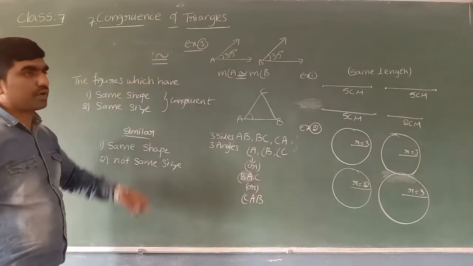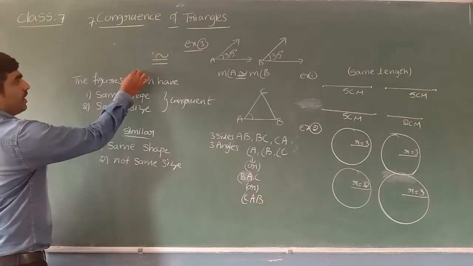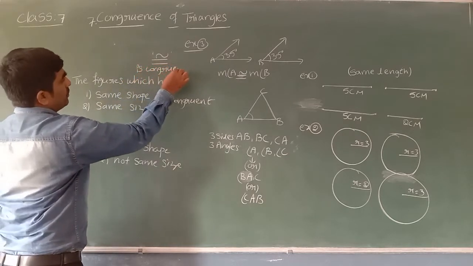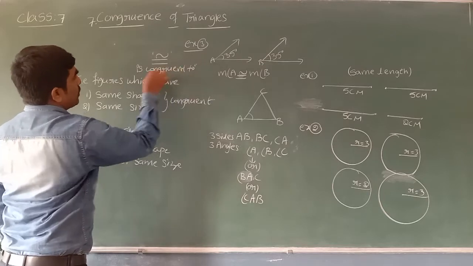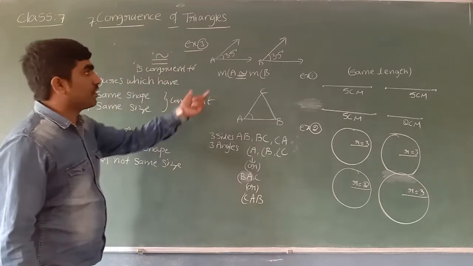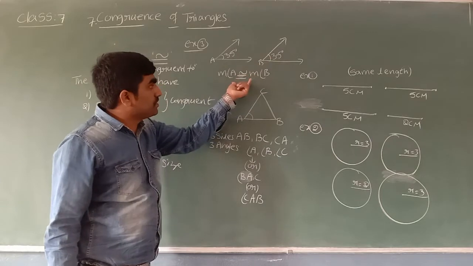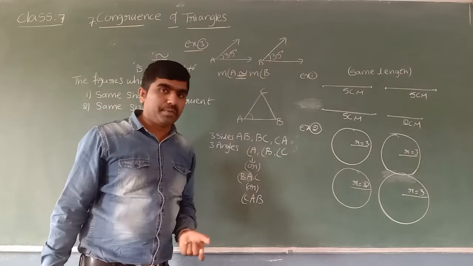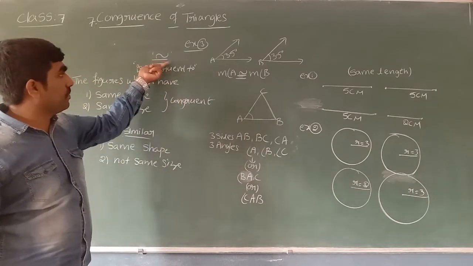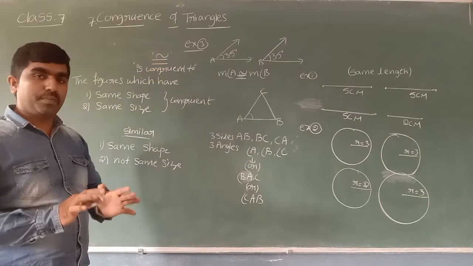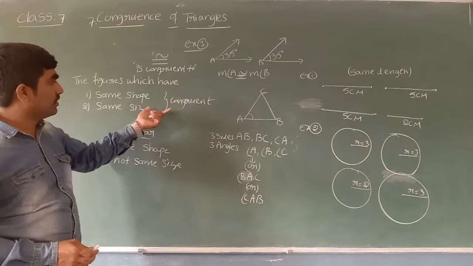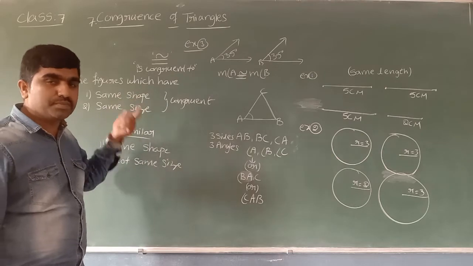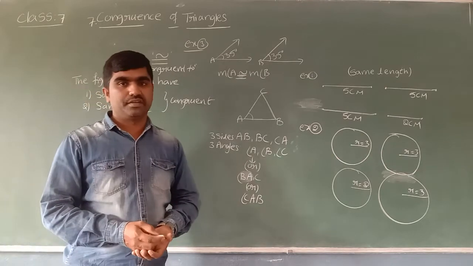This is the symbol of congruent, and we read this symbol as "is congruent to". If two objects are congruent, we can express it with this symbol in between. Measure of angle A is congruent to measure of angle B. That is the way we read this symbol, is congruent to. Hope everybody got some clarity about this. For the word congruent, both must maintain the same shape and same size. They are called congruent.